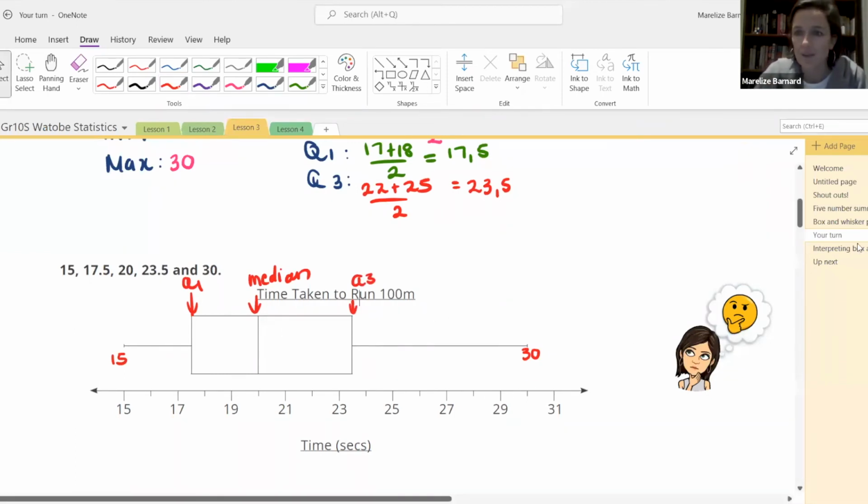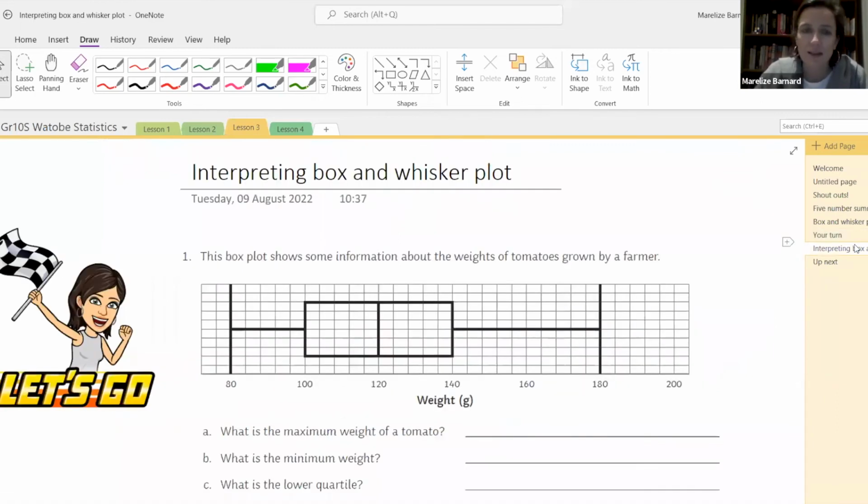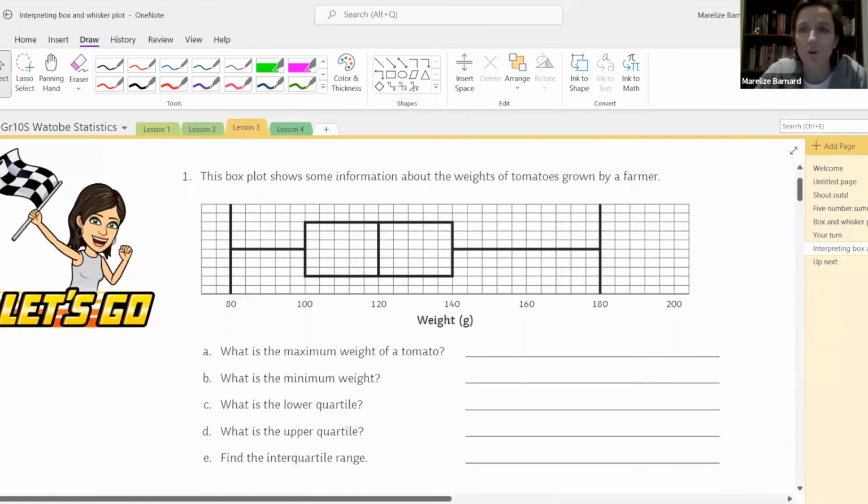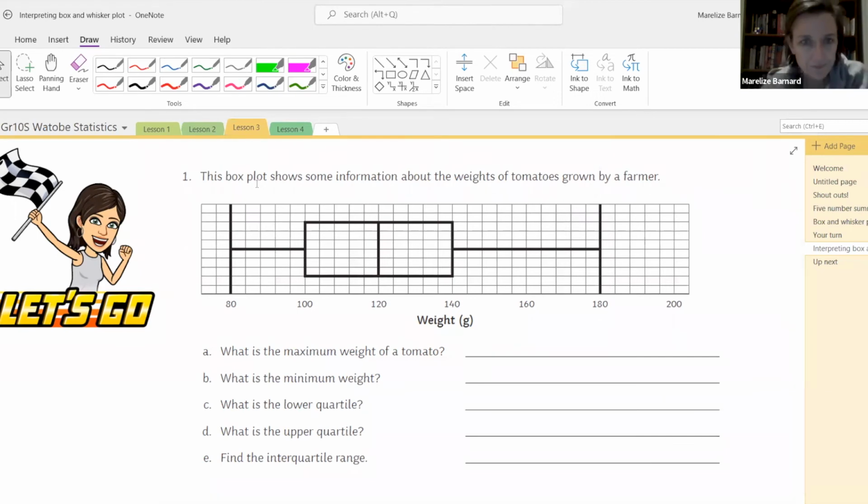Okay. Right, so we're going to move away from drawing them and this time just interpreting them and reading information off. Okay, just pop your answers in the chat. Have a look at the box and whisker plot, and it says this box plot shows some information about the weights of tomatoes grown by a farmer. So pop your answer in the chat. What is the maximum weight of a tomato? 180, that's right. The max is here at 180.